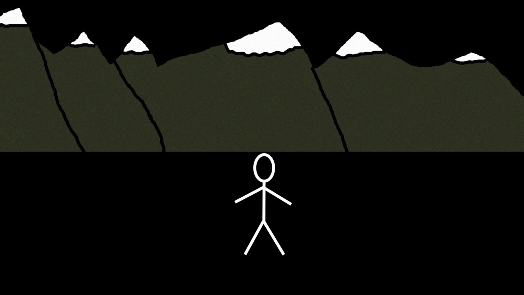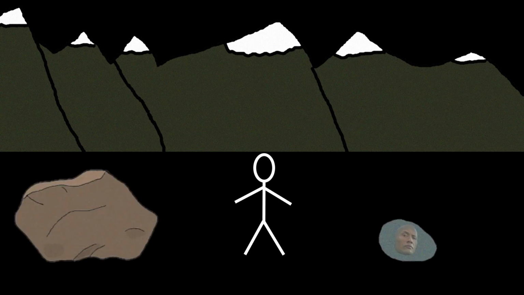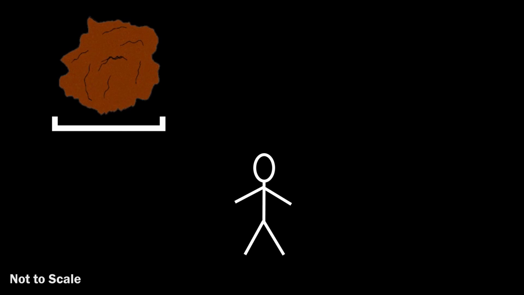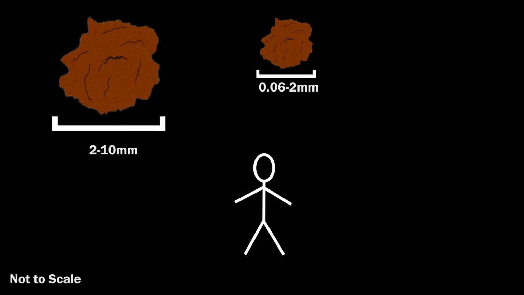We have mountains, boulders, and rocks. These are your large particles. Below these we have gravel, which is between 2 and 10 millimeters, sand, which is 0.06 to 2 millimeters, and silt, which is 0.002 to 0.06 millimeter. Anything smaller than silt is considered clay.